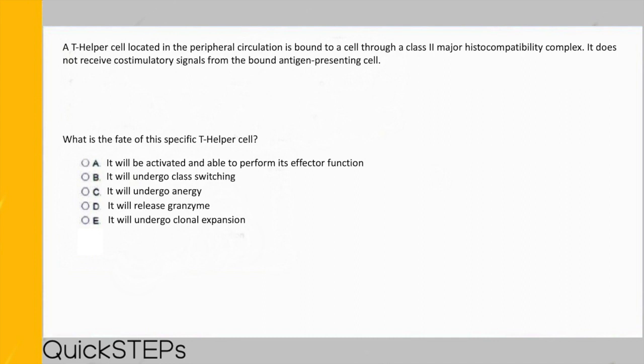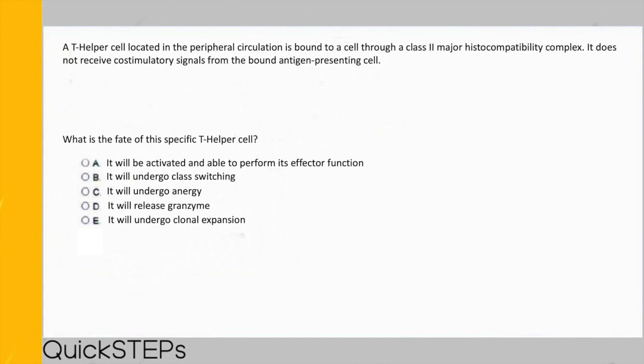So what do you guys think? Okay, so let's say you don't know the exact answer to this. Let's do what we would normally do anyway. Let's do process of elimination. Okay, so let's start with A. It will be activated and able to perform its effector function. Well, we know T cells, when they're activated, can perform an effector function. So we might have to hold on to that one if we assume that it's enough to just activate it without a co-stimulatory signal.